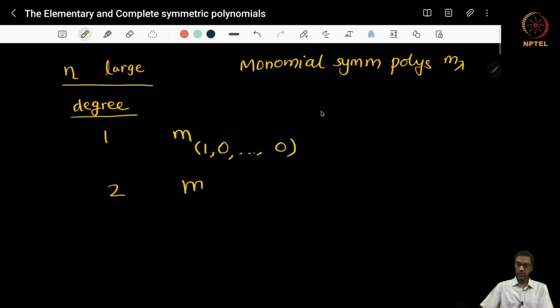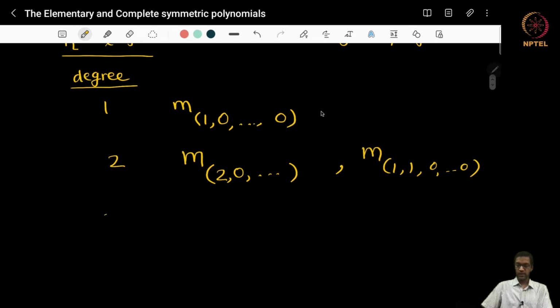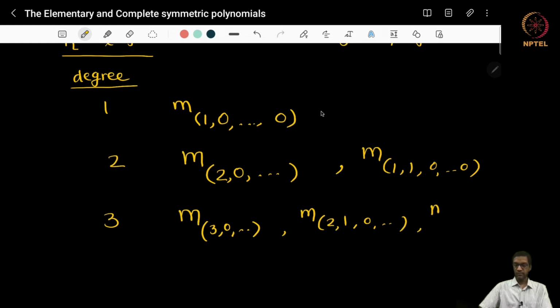Now what does the degree 2 guy look like? Well, the monomial symmetric function should be again a weakly decreasing sequence lambda such that the sum of the entries is 2. Okay, so that's 2 0 0 0. Or there's another possibility. I can have 1 1 and all the others are zeros. Okay, so there are two of them in degree 2. Now let's go on, look at degree 3. I have m 3 and all zeros, or m 2 1 and all zeros, or m 1 1 1 and all zeros.